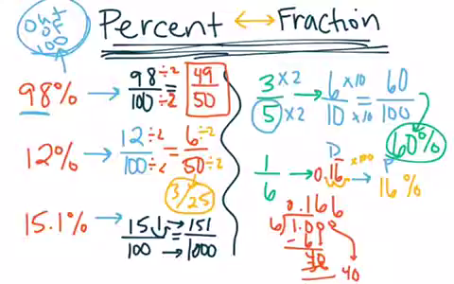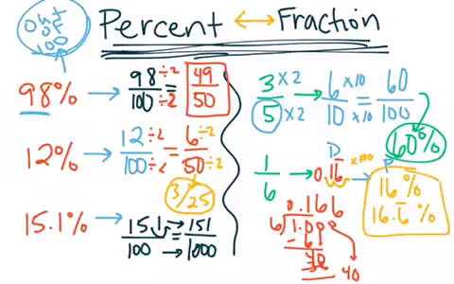And if you want, you could put 16.6 repeating percent, but that's up to you. So that would be your percent. That's moving the decimal point 2 spaces to the right.